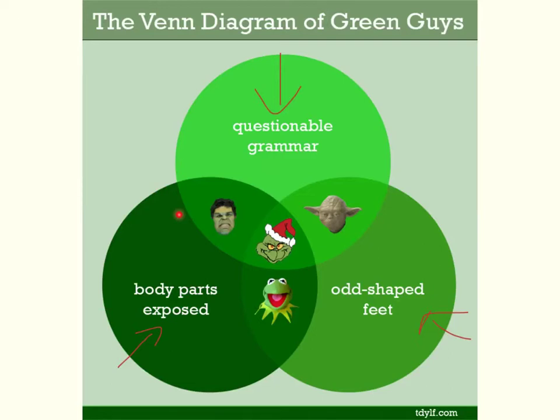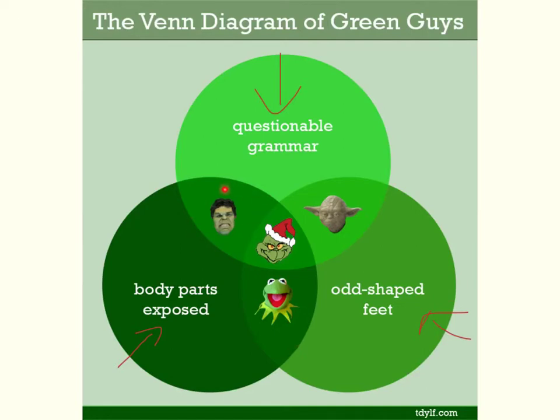Well, we're going to place these characters into the circles based on the characteristics or the categories that they fall into. So Yoda here has odd-shaped feet, and he has questionable grammar. So he is going to go right in the middle of these 2 circles. He doesn't have body parts exposed, so he's not going to be part of this circle. You've got Kermit the Frog here, who has odd-shaped feet and body parts exposed, but he doesn't have questionable grammar. So he's going to stay right here in this circle of the 2 category circles there.